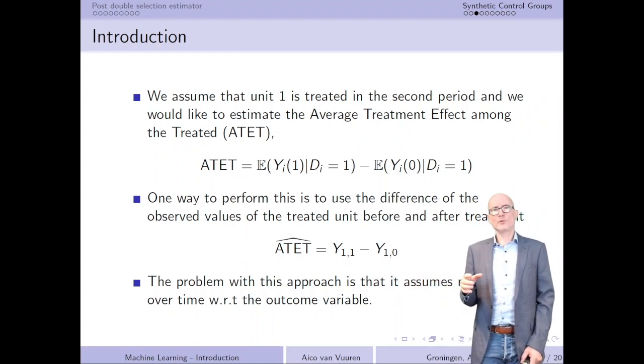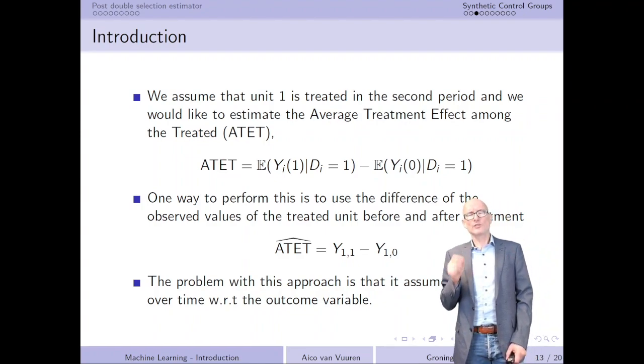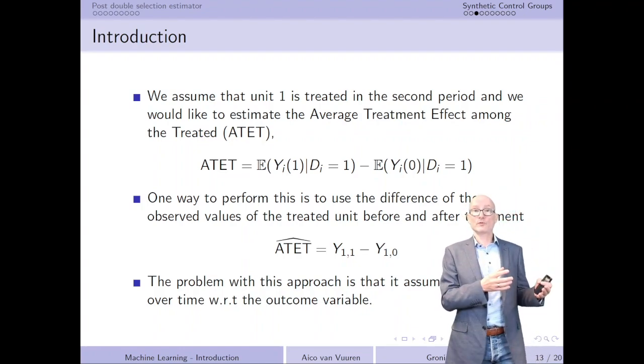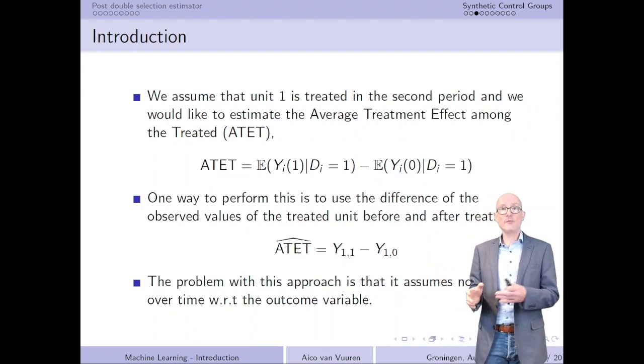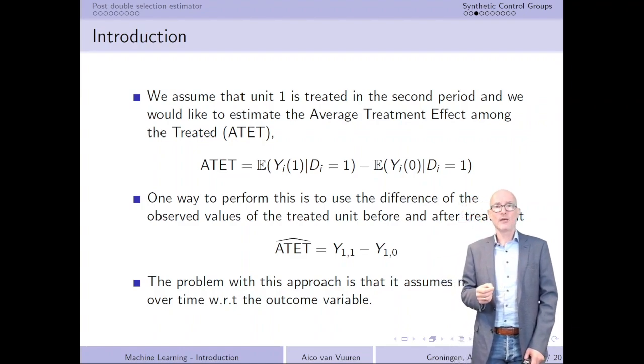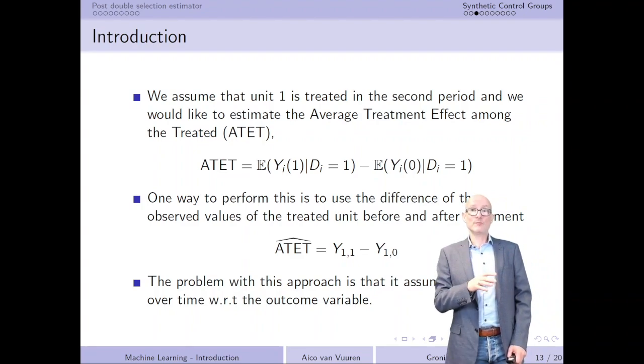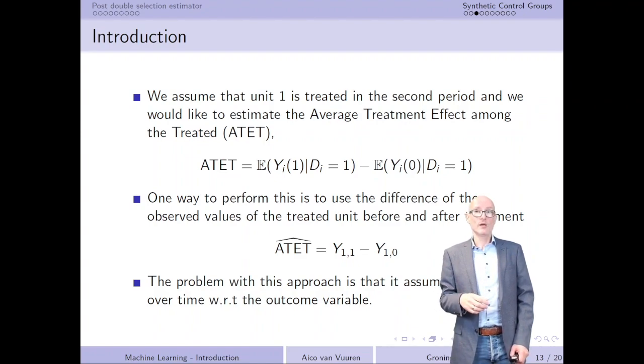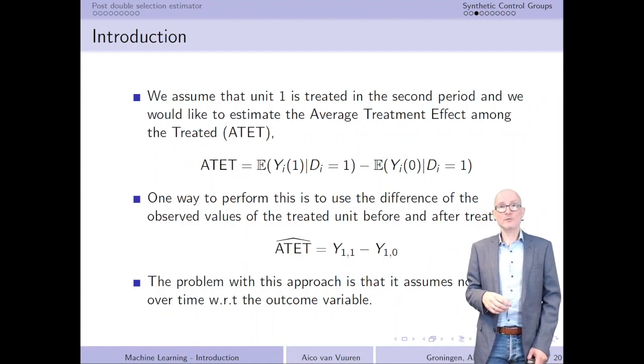Well, there are a couple of difficulties with respect to identification, but let's not consider that at this moment in time. What we could do is try at least to estimate it. We could try to estimate this by simply looking at the observed values of the treated unit. We have observed values before the treatment, and we have observed values after treatment, and we could compare them with each other. So one potential estimator of the average treatment effect among the treated is simply the observation in the second period, period number 1, for the first unit, minus the observation that we had in period number 0 for that same unit. So then we get y11 minus y10.